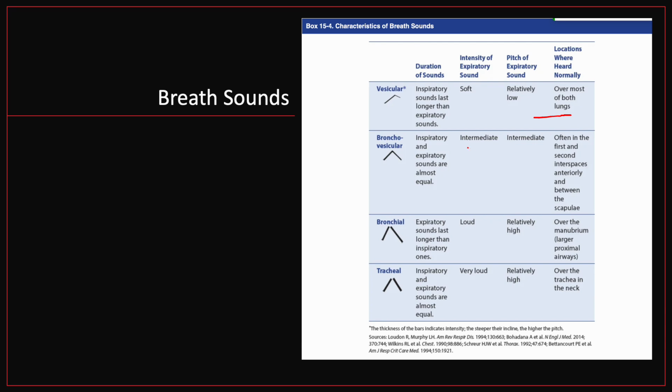Bronchovesicular sounds are intermediate pitched, often heard in the first and second interspaces anteriorly and in between the scapula. Bronchial sounds are loud and relatively high pitched, heard over the manubrium or the larger proximal airways. All right, and then tracheal sounds, obviously you're going to hear over the trachea and in the neck. They're very loud and relatively high pitched.